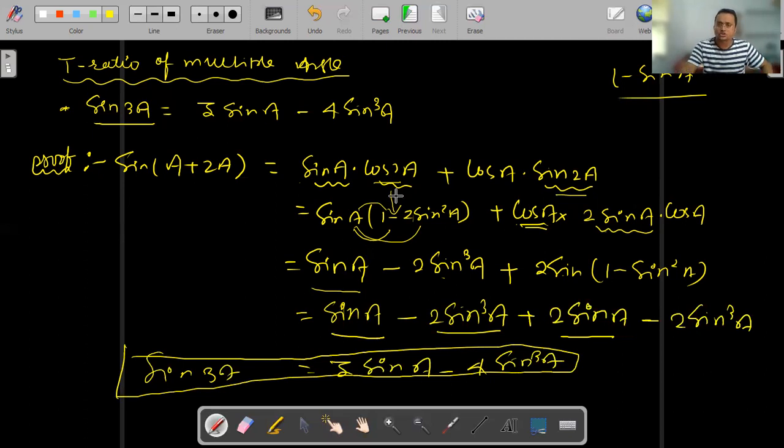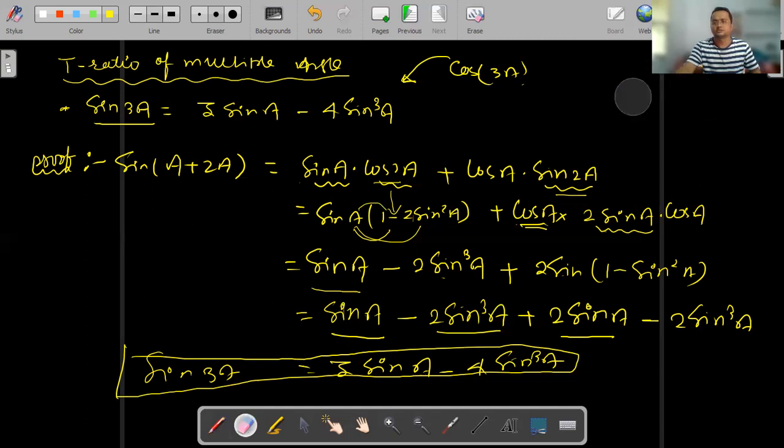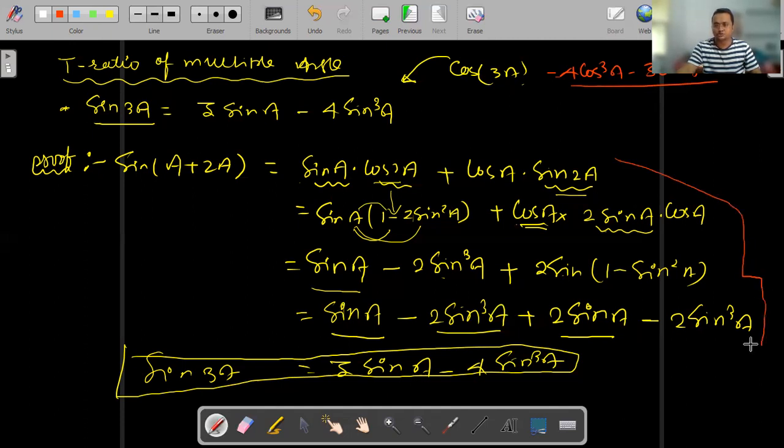Then after that, cos 3A. Listen here, cos 3A. Similarly, you can prove this formula also. Let me write the formula first. Cos 3A is equal to 4 cos cube A minus 3 cos A. So this formula you can prove in the same way. Once you have to try it out first. If you are able to, then it is good. If it is not, then definitely I will let you know.